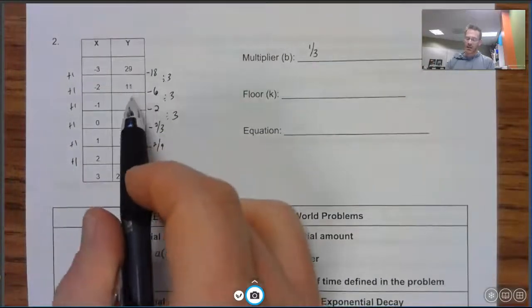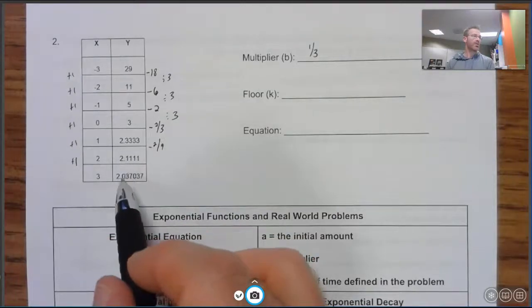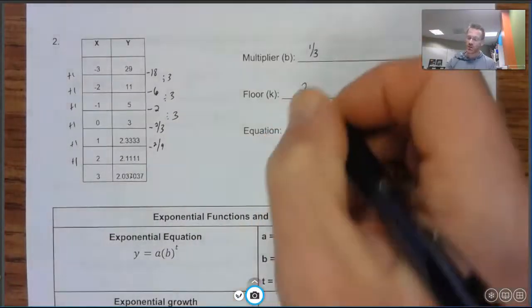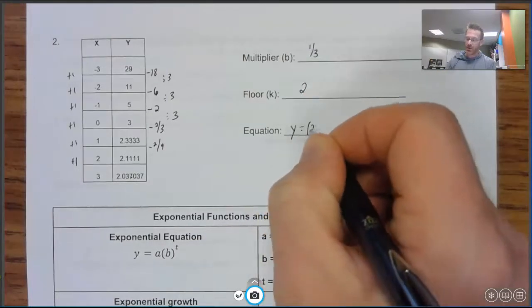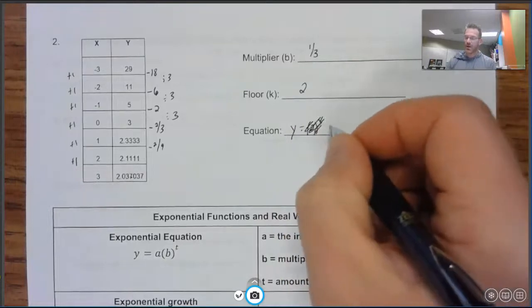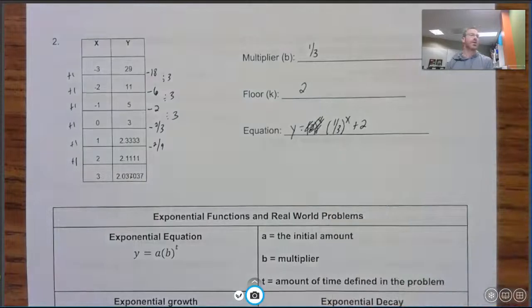And as I go downhill, I can see that I pass 3, then 2.3, 2.11, 2.03. I can see that I'm getting really close to 2. So if I take that and put it into my equation, oh, sorry, y equals 1/3 to the x, and then plus 2. I almost reversed those. Okay, so my b is 1/3 and my floor is 2. Okay, so that was the review part.